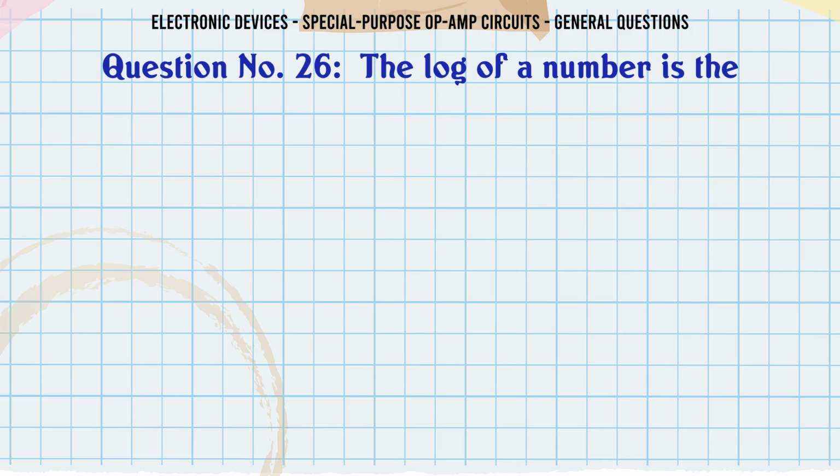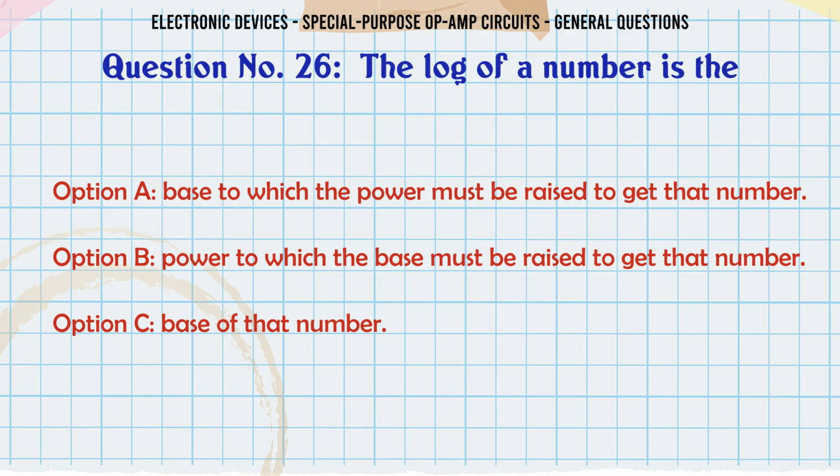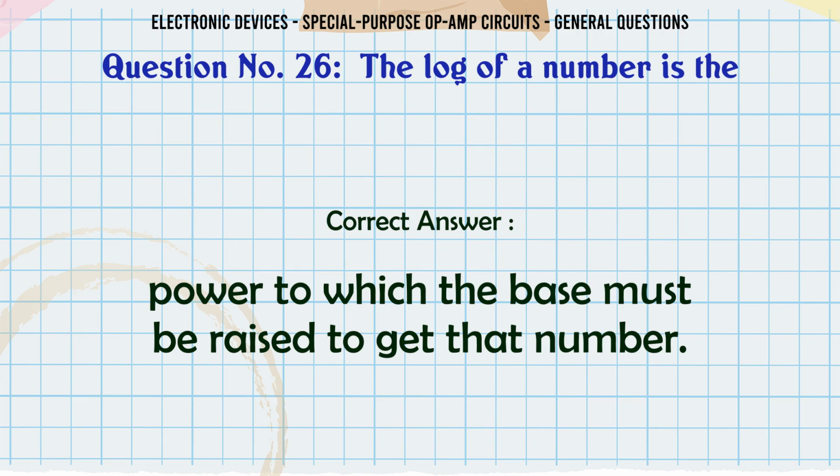The log of a number is the A. Base to which the power must be raised to get that number. B. Power to which the base must be raised to get that number. C. Base of that number. D. Power of that number. The correct answer is power to which the base must be raised to get that number.